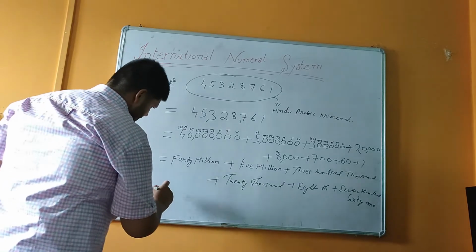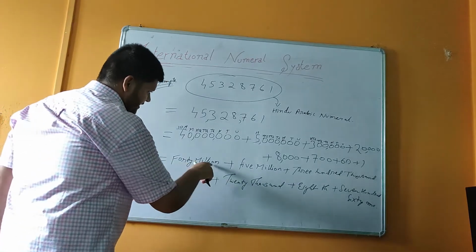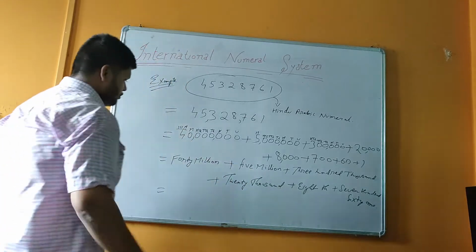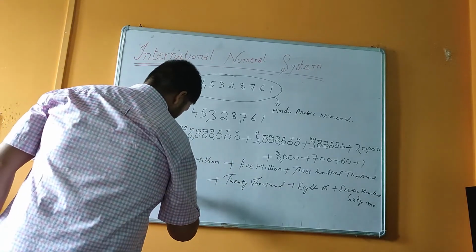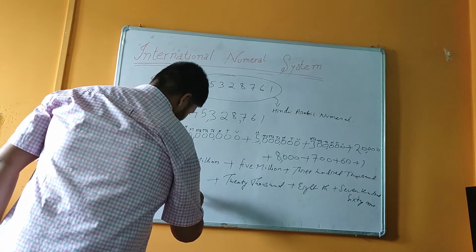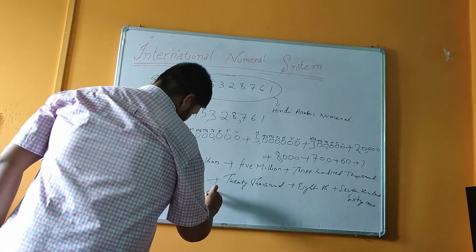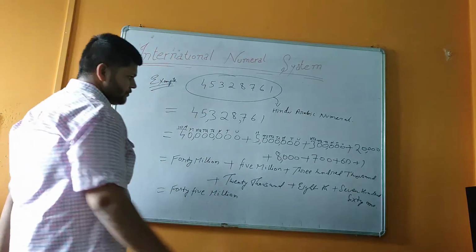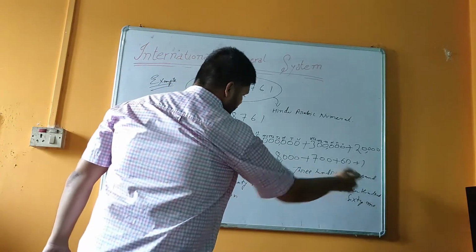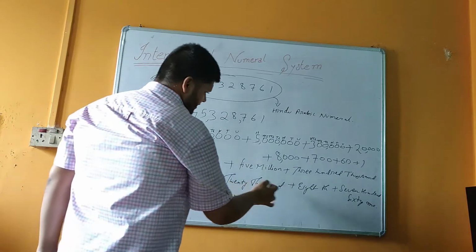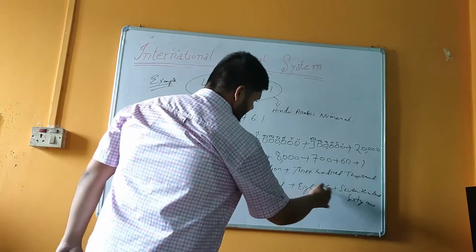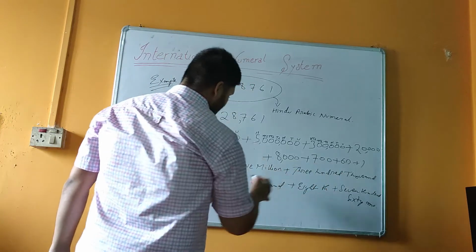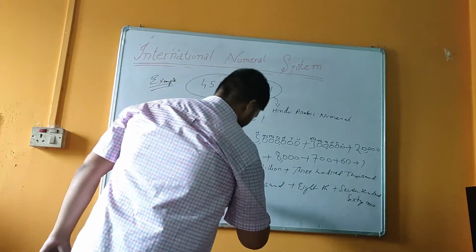That is, this is 40 million. This is 5 million. This together added becomes 45 million. Okay. This is 300,000. This is 20,000. Okay, and this is 8,000. So all together it will be 328,000.